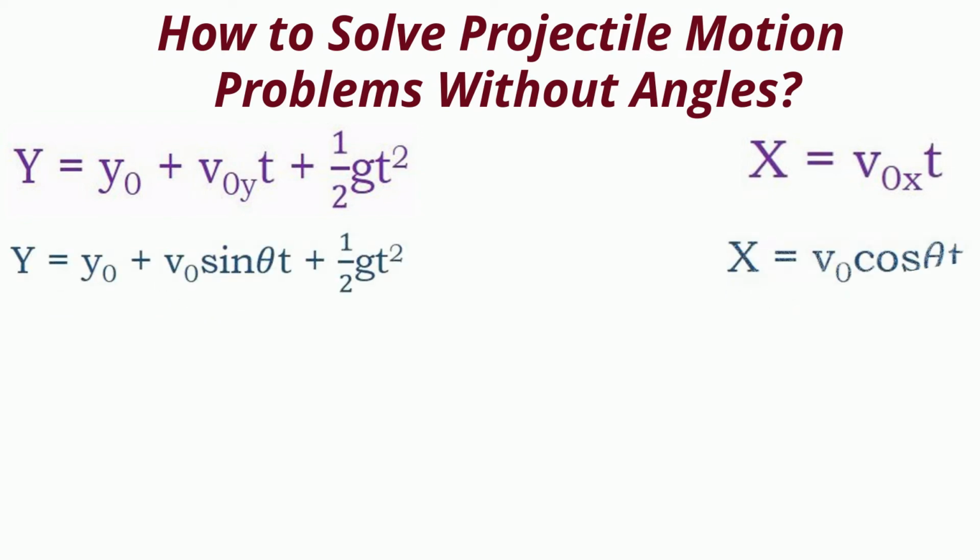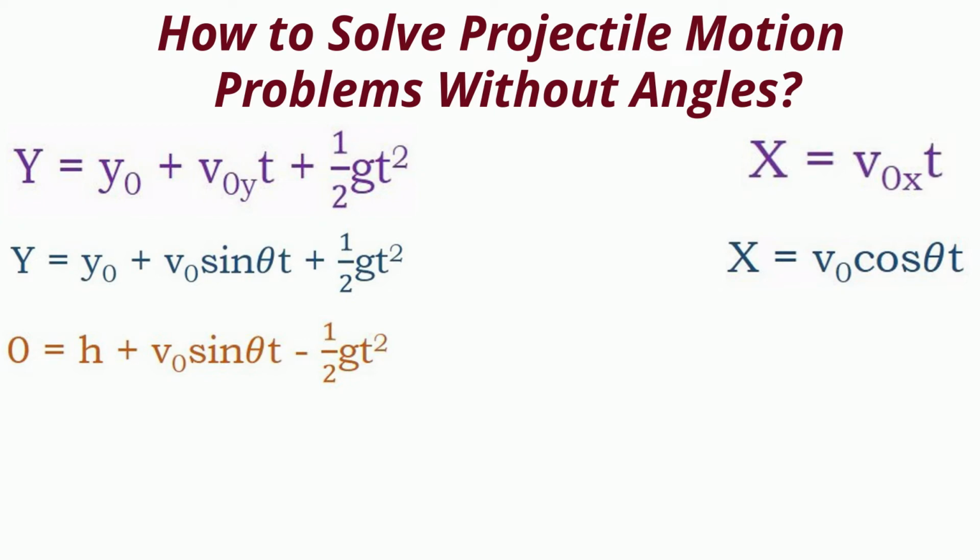Here, the initial height and final height of the object will not be the same, and thus the equation looks something like this, where h is the initial height, and again a negative sign is used as g is always negative in projectile motion as it works in the opposite direction.